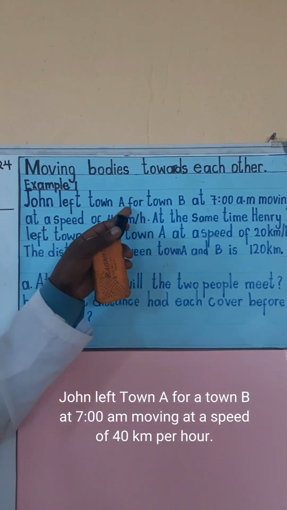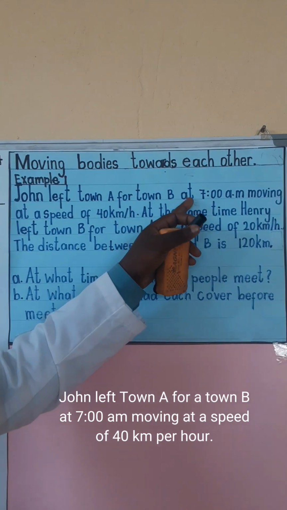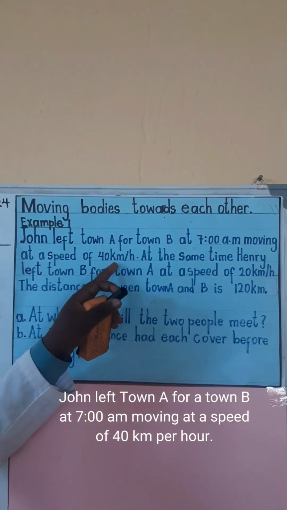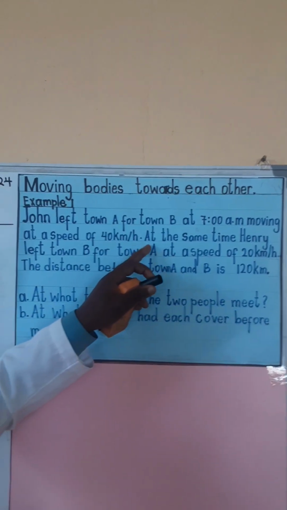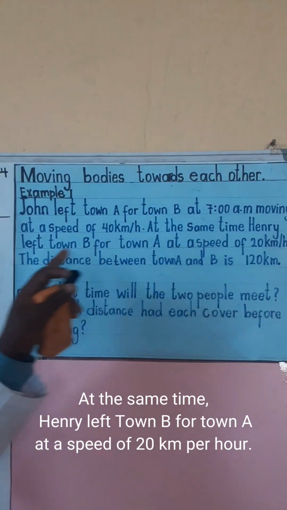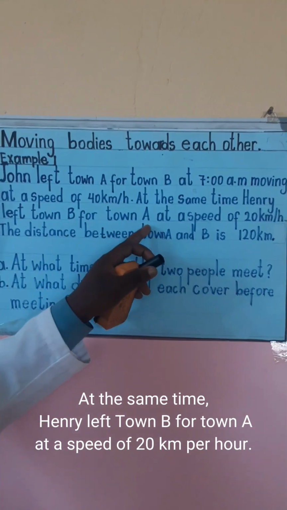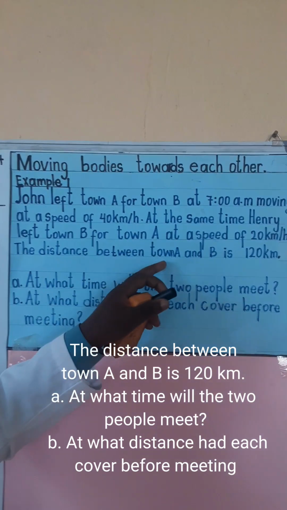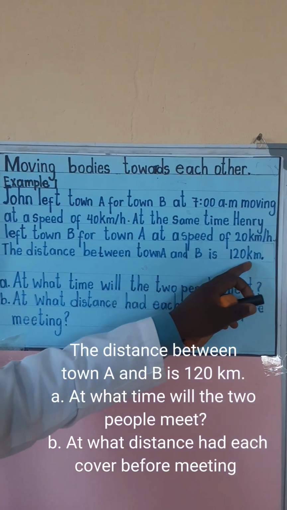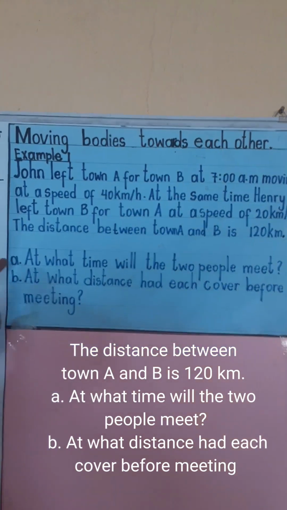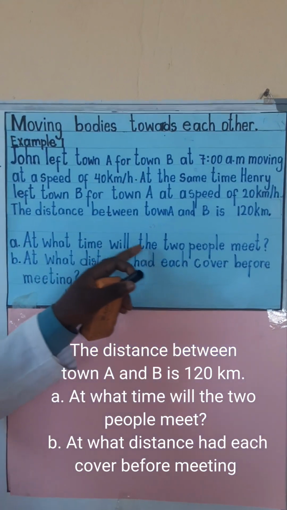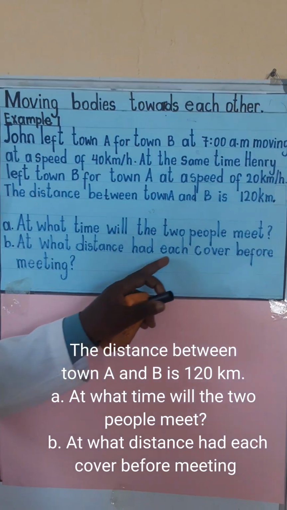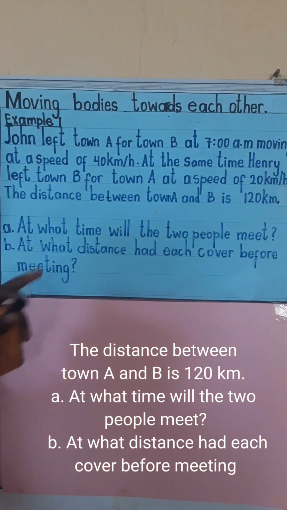John left town A for town B at 7 o'clock a.m., moving at a speed of 40 km per hour. At the same time, Henry left town B for town A at a speed of 20 km per hour. The distance between town A and town B is 120 kilometers. A. At what time will the two people meet? B. At what distance had each covered before meeting?